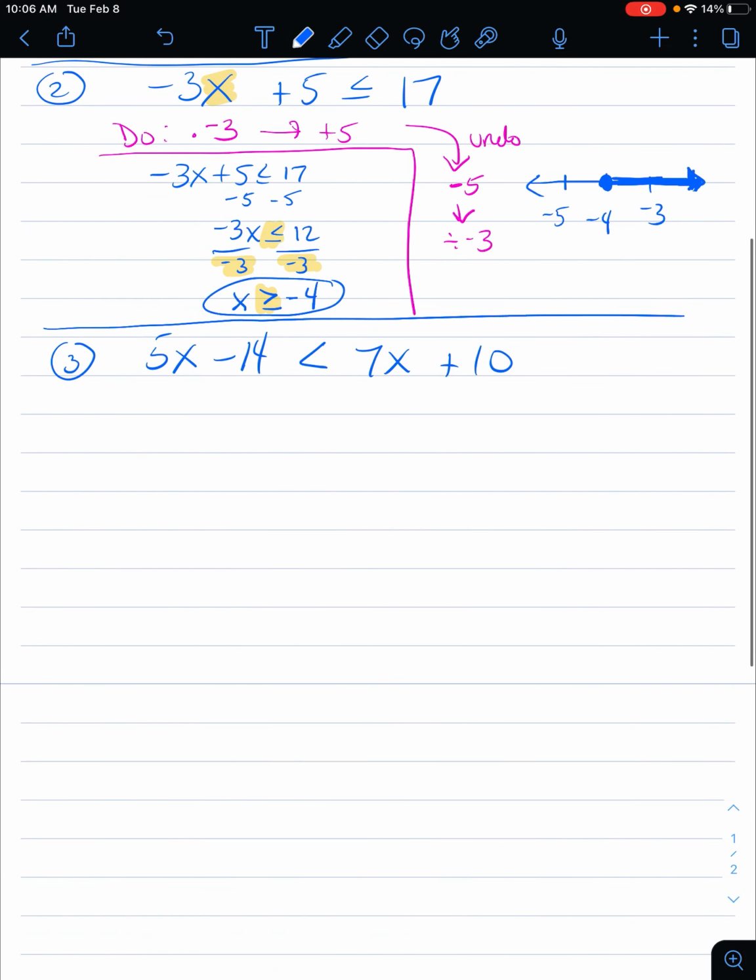Now this third example, we see an x on both sides of the inequality. So just like when you're solving an equation, we want to collect the variables to the same side. So before I do my do and undo steps, I'm going to subtract 5x from both sides. On the left side, whoosh, gone. We're left with -14 is less than 2x plus 10. You could have just as easily subtracted 7x from both sides, and that would be absolutely fine.